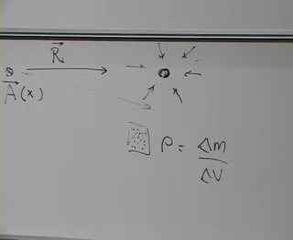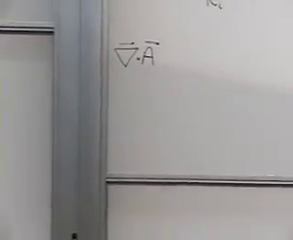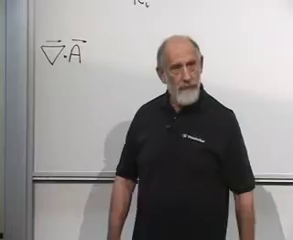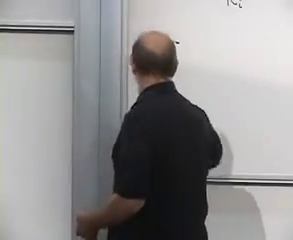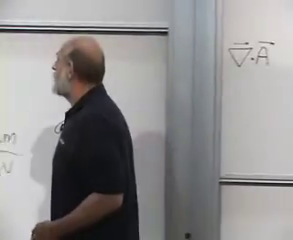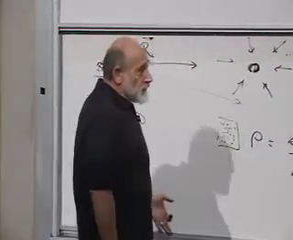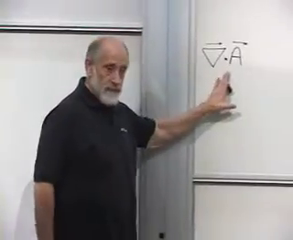Here there's no mass per unit volume. Here there's mass per unit volume. So the mass per unit volume is itself a field. It's the density field. Right? On the left-hand side here, we have the divergence of A. A is a vector field, but its divergence is a scalar.